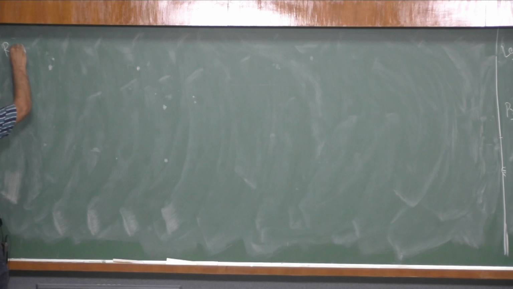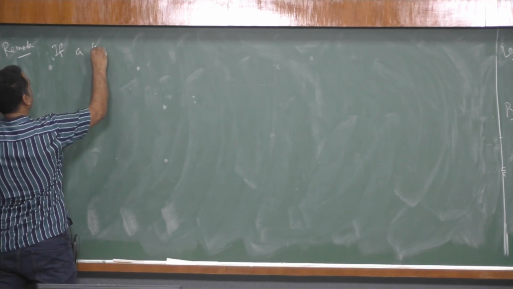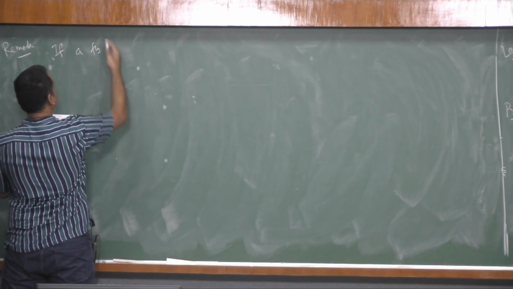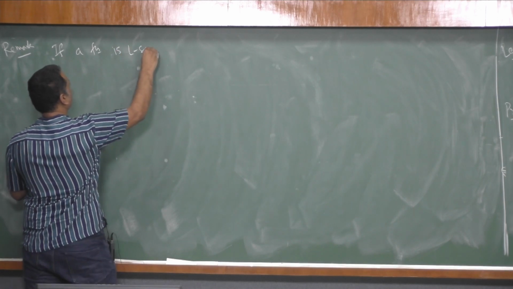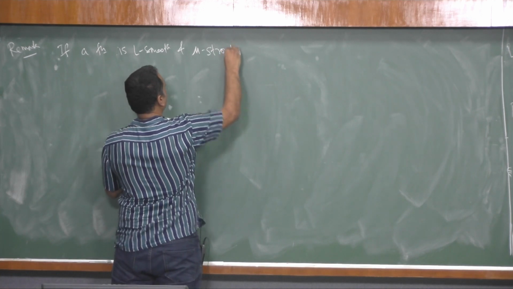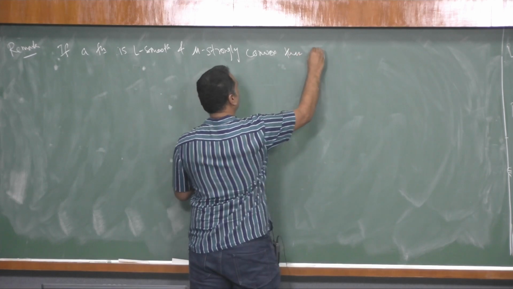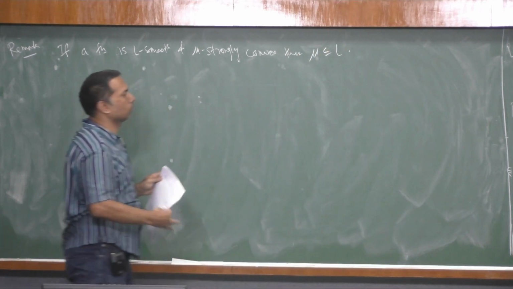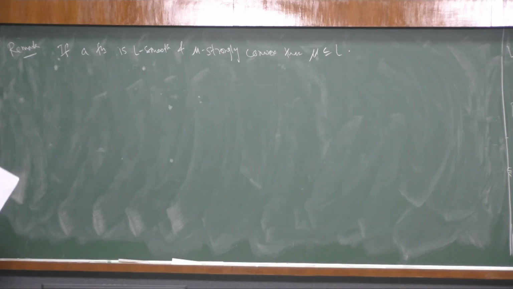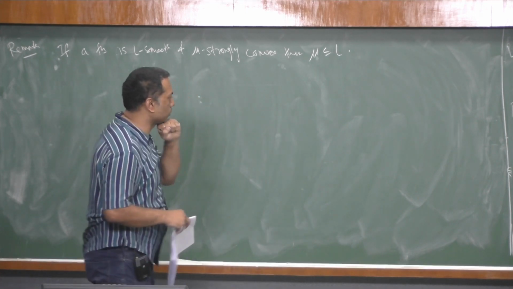The remark that we write is, if a function is L smooth and mu strongly convex, then mu is less than or equal to L. Okay. Let us now try to see both together. We have studied strong convexity in the last class, and we are trying to do L smoothness now.